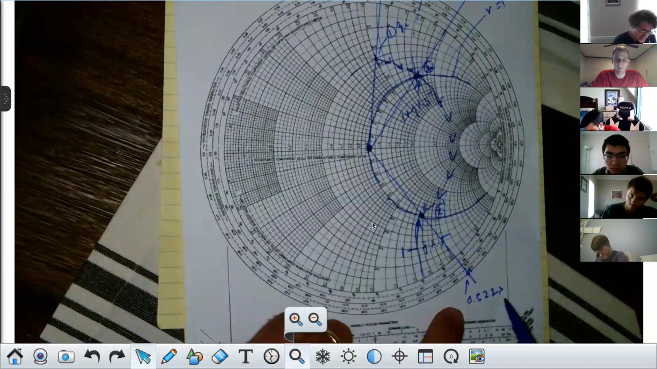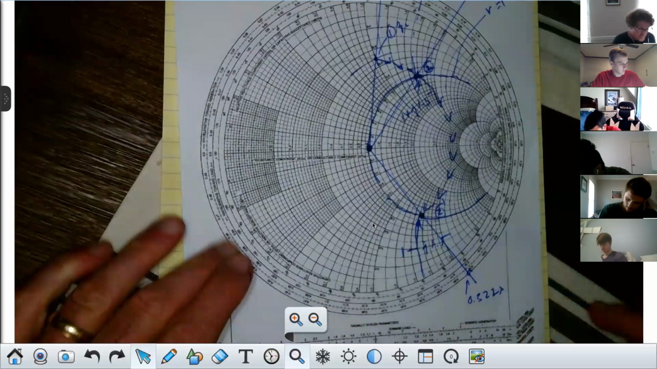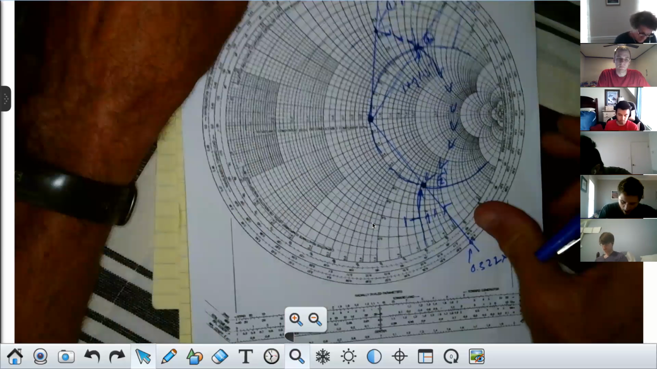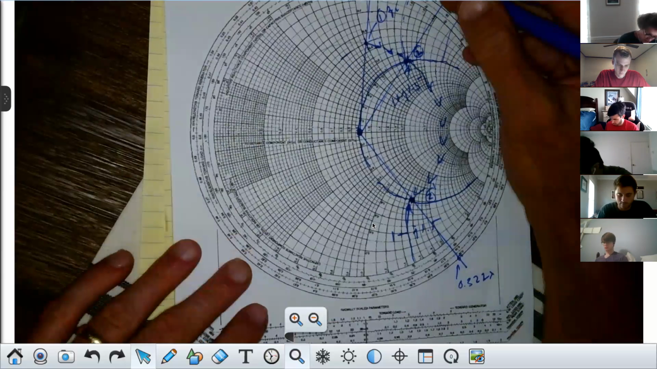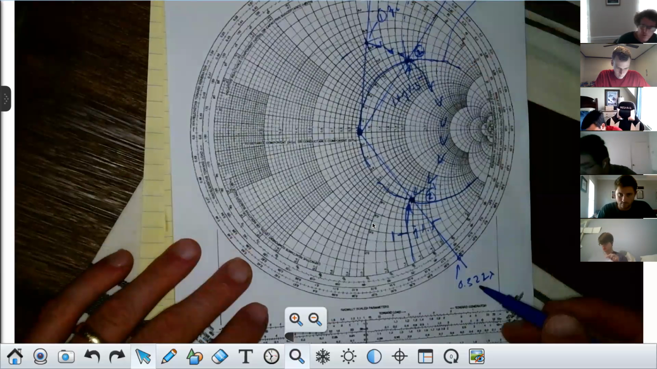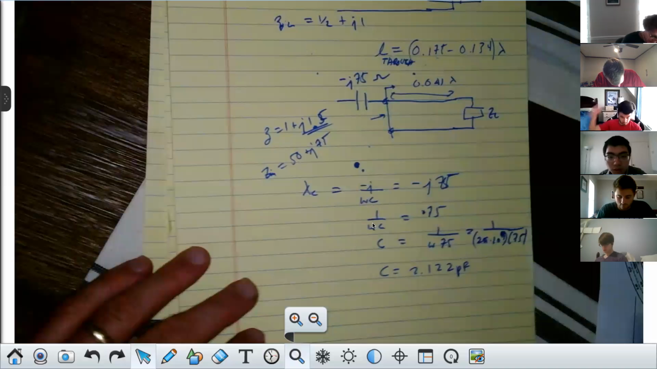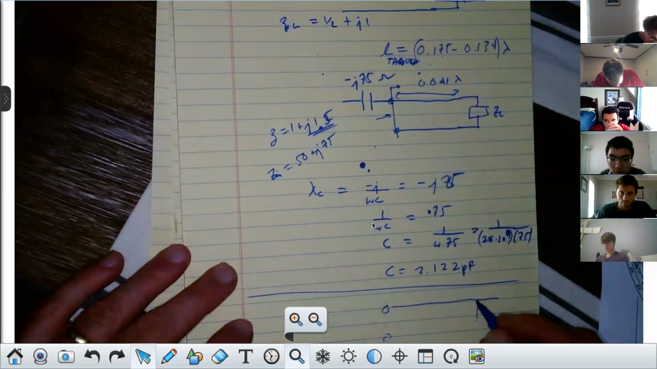Now, how far did we have to move from the load to this point, class? Well, we started at 0.134 lambda. We ended up on 0.322 lambda, right? So the distance we'd move for the second case would be, this is ZL. Oh, sorry. This is the ZL here.